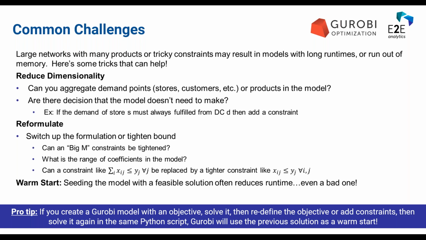The first one is, can you reduce the dimensionality of the problem, right? If I have every product, can I look one level higher on the product hierarchy? Or if I have a lot of customers or stores that I'm servicing, can I group those by a zip 3 or some other type of geographic area to reduce just how many variables are in the model? You can always look at reformulating the model too.